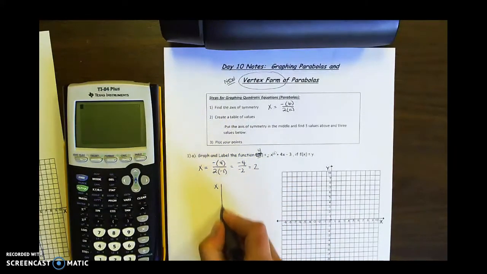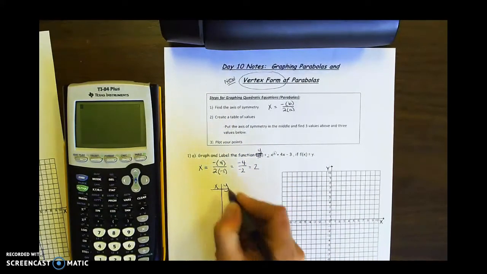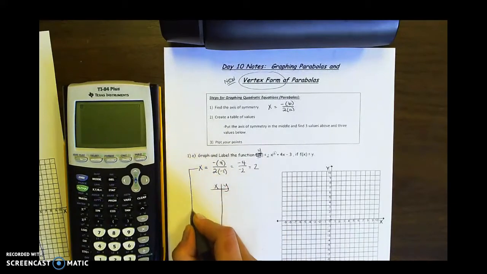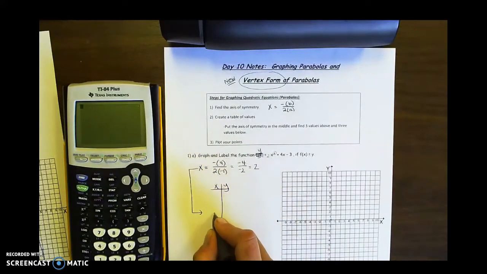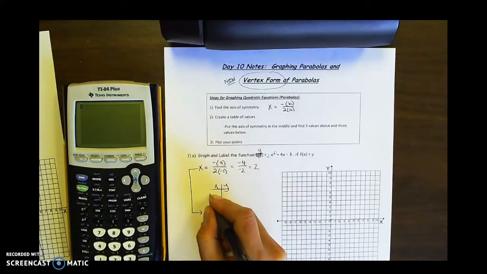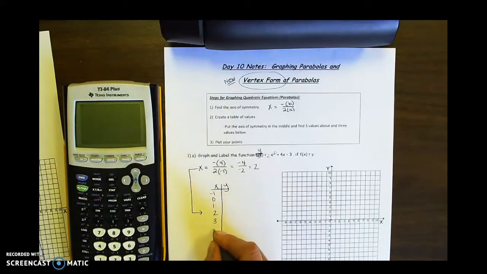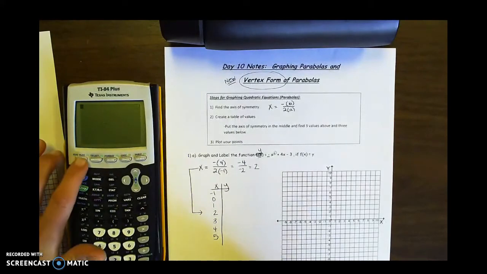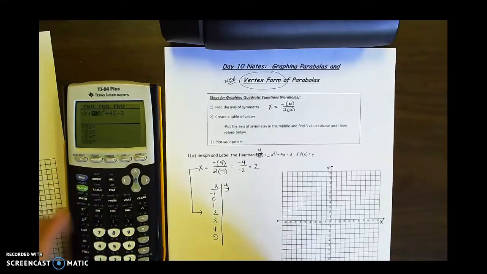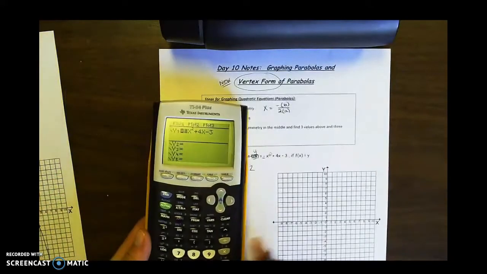So what I'm going to do next is go to my table of values. I'm going to take this equation of the axis of symmetry, and that's going to be the middle of my table. And then I go 3 values below and 3 values above. Now I'm going to let the calculator do the hard work for me. So I'm going to go to y equals, type in my equation there, and then go to second table.